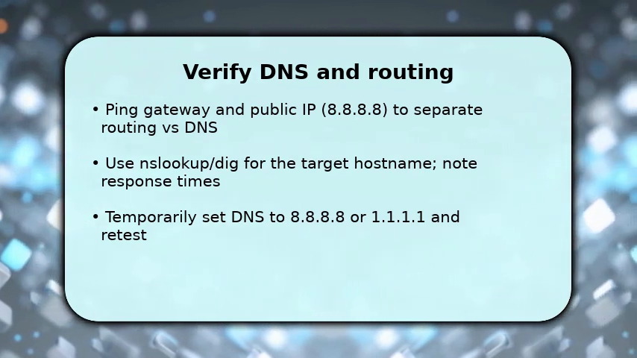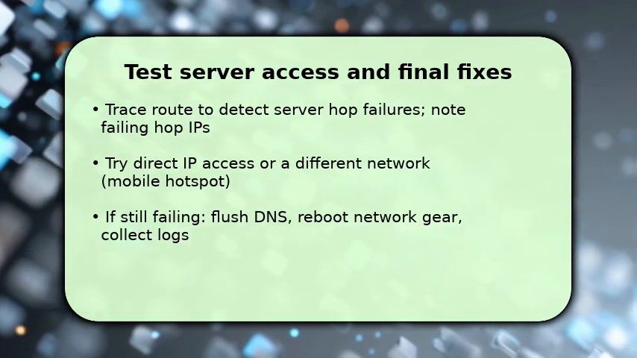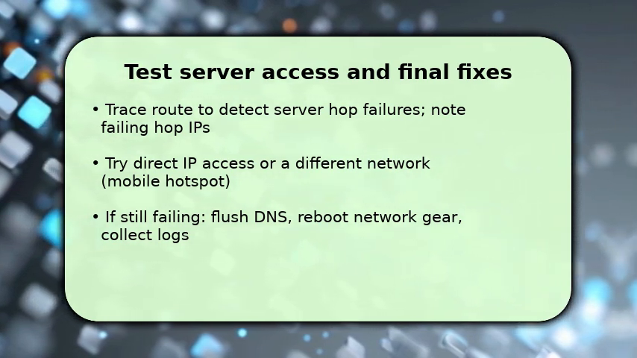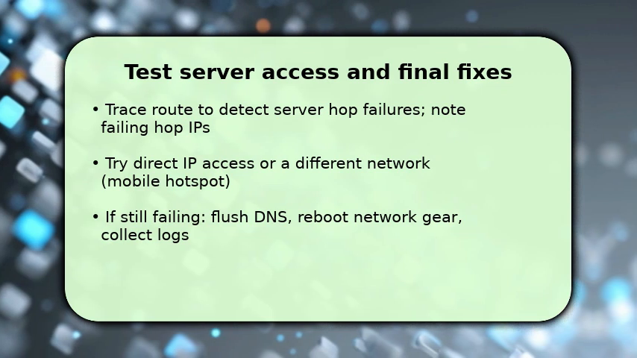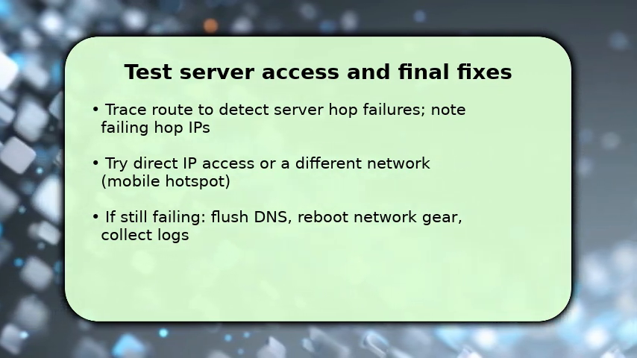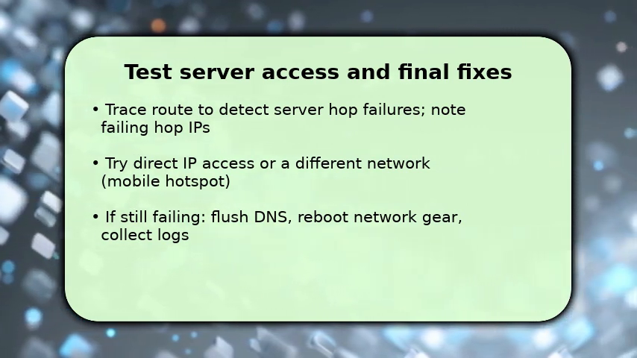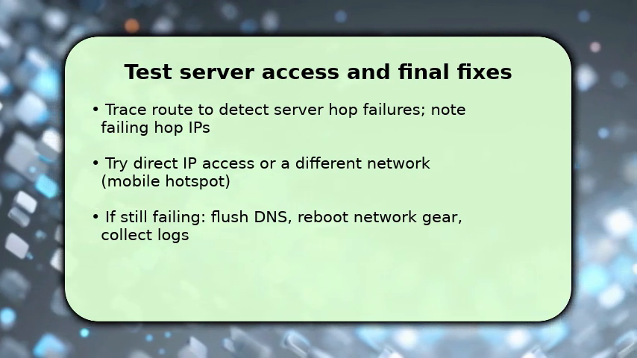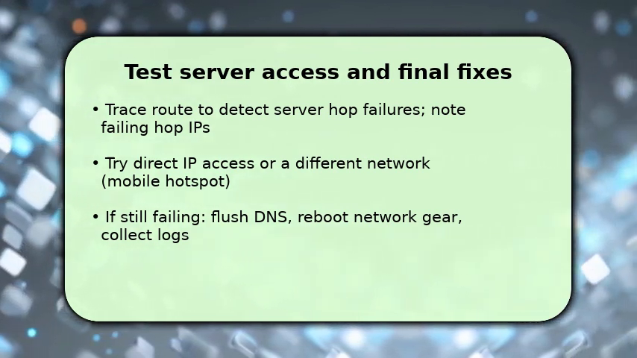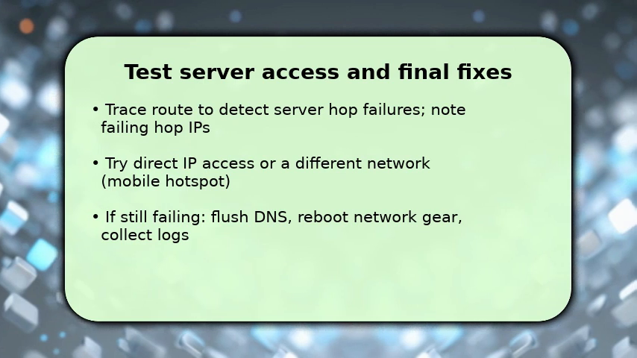Finally, determine whether the server itself is reachable. Run traceroute to find where packets stop and record failing hops. Try accessing the service by IP if available to bypass DNS. If traceroute shows external network issues, test from another network or a mobile hotspot to confirm a path problem. Once confirmed, flush DNS and reboot modem/router to clear stale state. Then gather ping/traceroute and DNS logs before contacting the ISP or host. If nothing works, send them the traceroute hop info.